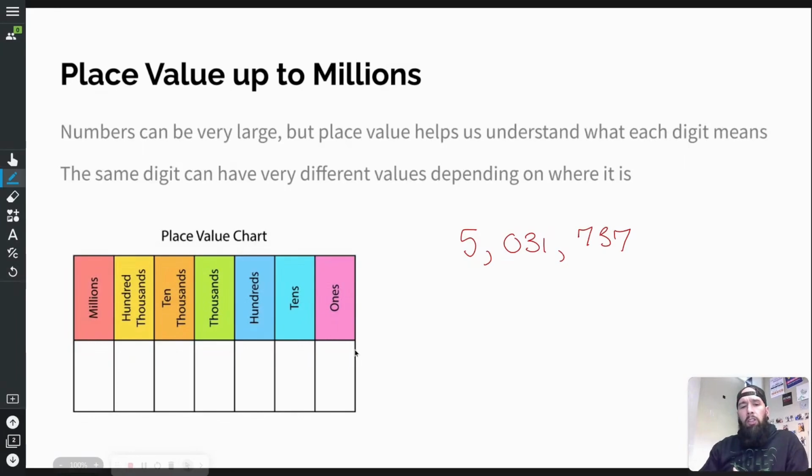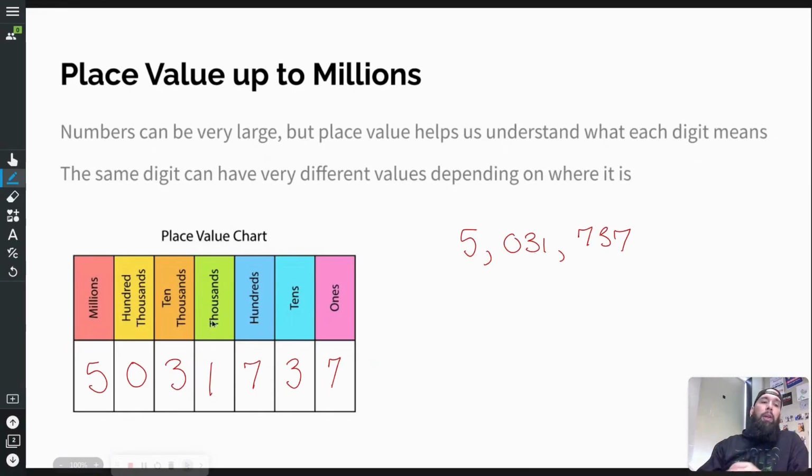Okay, now the smallest digit is the 7, so we'll put that 7 right here in the 1's place value. Next to it will be 3. That's the 10's value. Next to that will be another 7. That's the 100's value. Then the 1000's value is 1. 10,000's is 3. 100,000's is 0. And millions is 5. Now this number is read as 5,031,737.